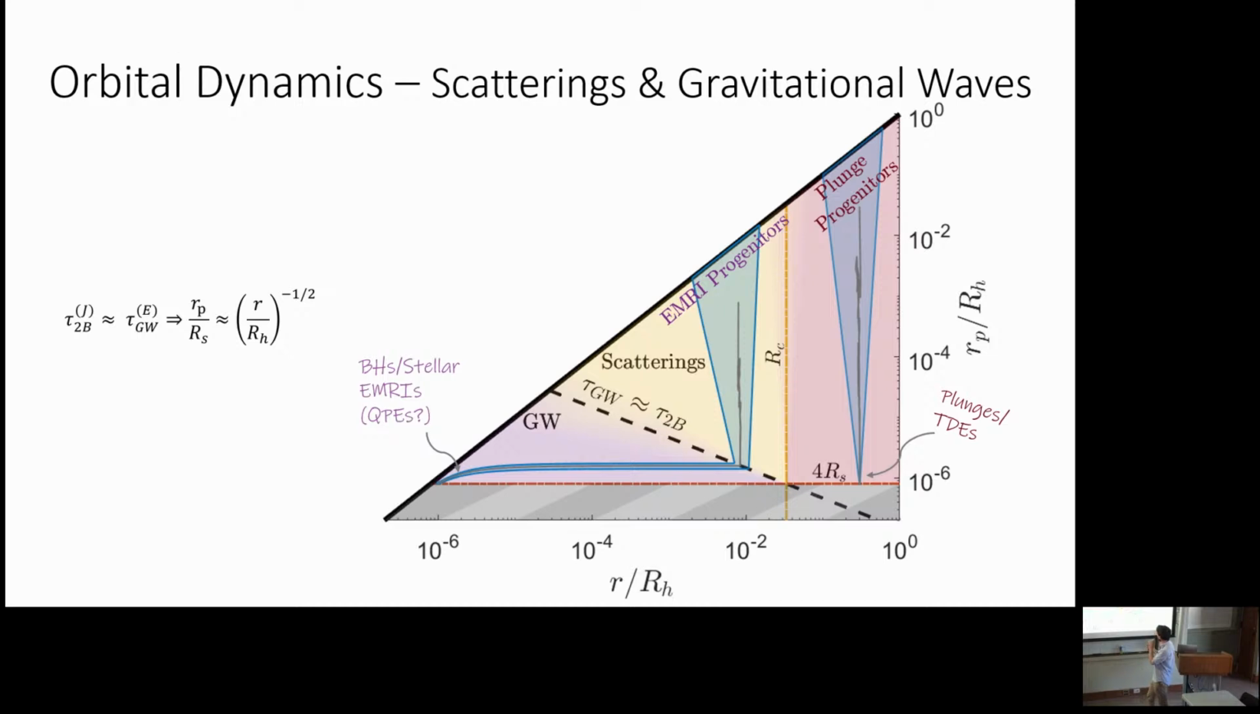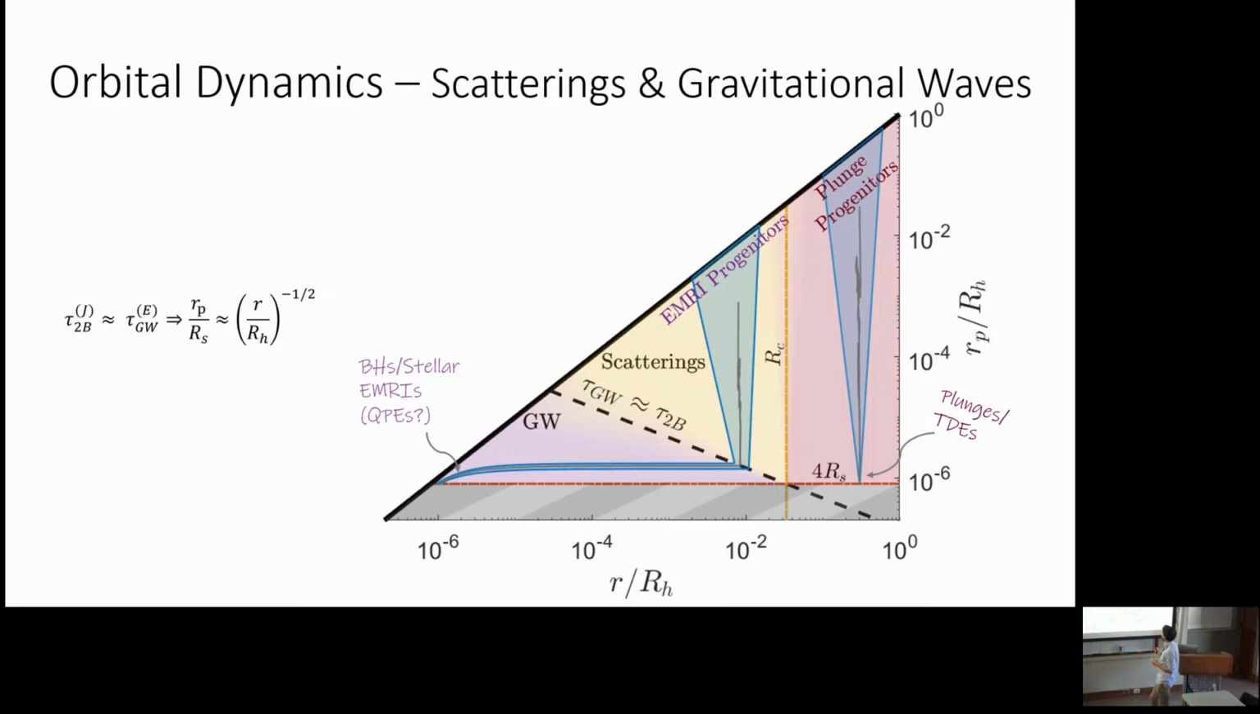And now, with that division, we can start to see how orbits evolve. For example, we can start with some object here at the very outskirts of the cluster. So it's in the two-body scattering dominated region. It starts to diffuse in angular momentum, so it does a random walk in the pericenter. So here it goes up and down.